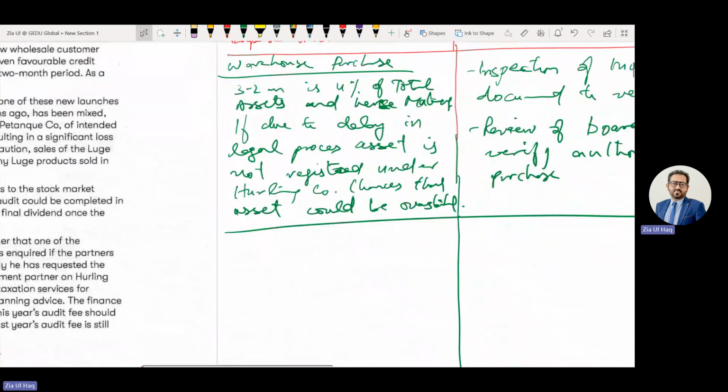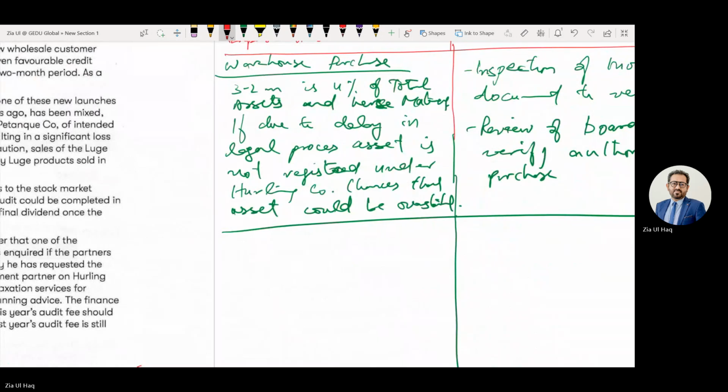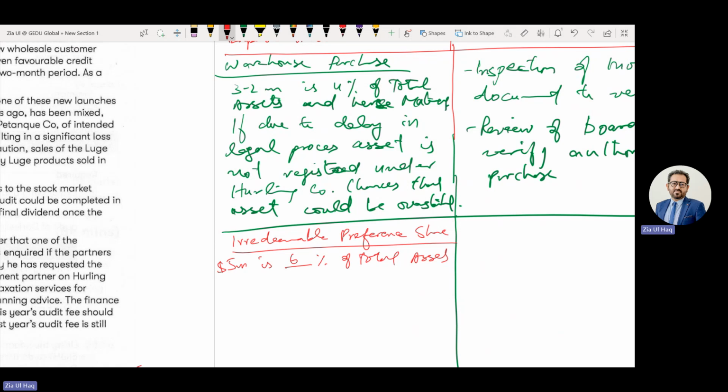So we'll put a heading: irredeemable preference shares. How much? $5 million is a dash percent of total assets, 6.3% of total assets, and hence material.